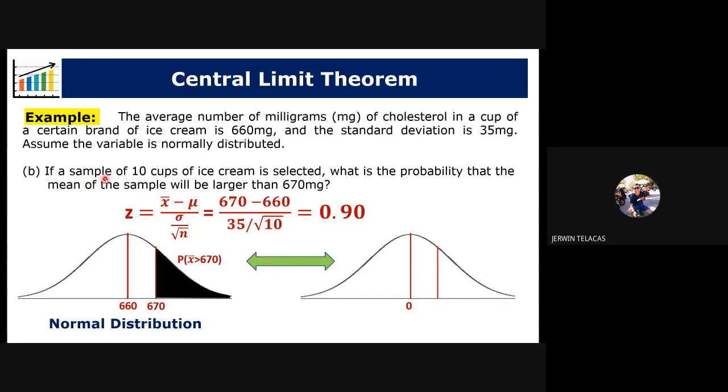In this case, our sample is 10 cups. So we have 670 minus 660 all over, we just substitute, the standard deviation given is 35 milligrams all over square root of 10. What is 10? That is the sample size. Sample of 10 cups, square root of 10. So we just substitute our values. And the equivalent value of 670 as a z score is 0.90. So again, it is located at the right of 0.